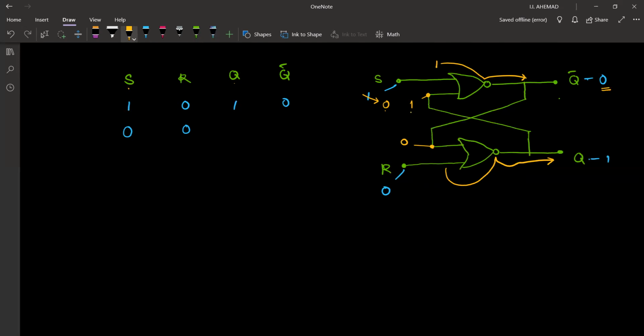Just try by yourself, okay? Then you will understand what I am trying to tell. So look, even though I changed the value of set to 0, Q remains 1, Q bar remains 0. None of them changed. Now let's see what would happen.